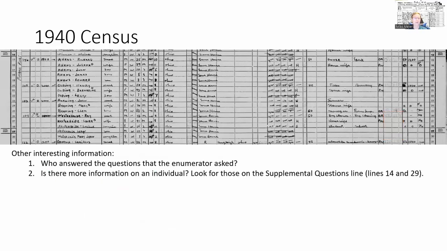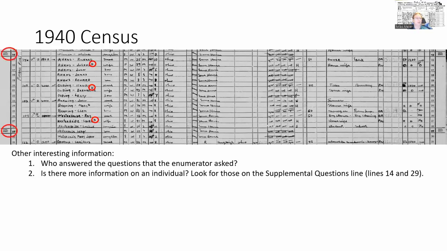And then you also get who answered the questions when the enumerator asked. And so you see these little, in the 1940 census, these little circles with X's in them, that indicates who answered the questions. So in these cases here, the wives answered the questions, probably because the husbands were at work and the children may have been at school, or it's not reasonable to ask these questions to the children.